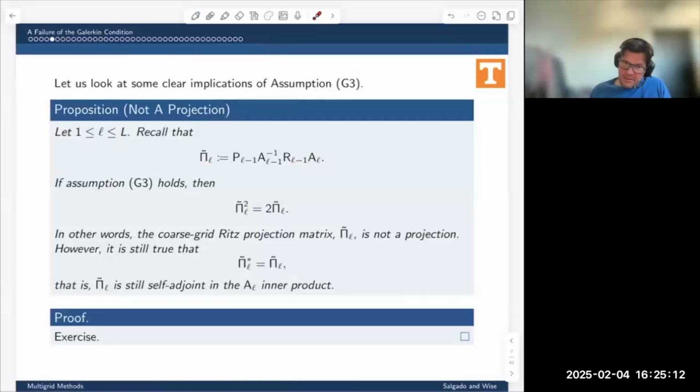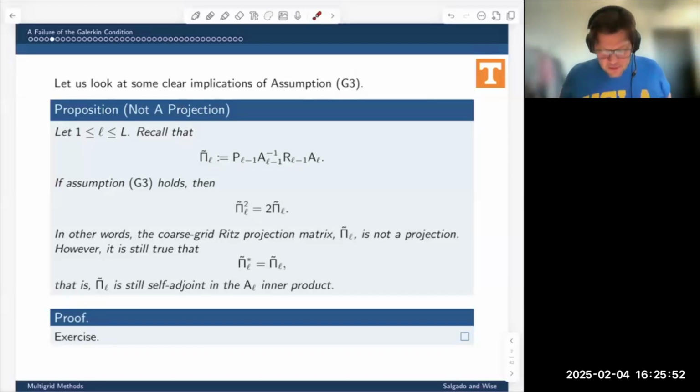Now, let's take this and examine what happens in this case where the strong Galerkin condition, G0, fails, but we only have this scaled Galerkin condition. What happens in this case? Well, one of the things we find out is that the coarse grid Ritz projection matrix, pi L tilde, also called the paramatrix. So you remember how we kept referring to this guy as the paramatrix. We also called it the coarse grid Ritz projection matrix.